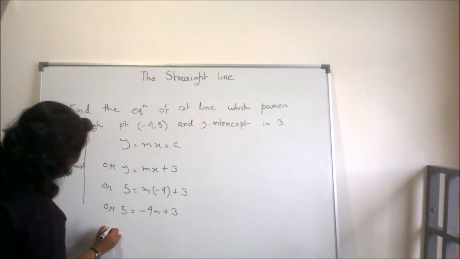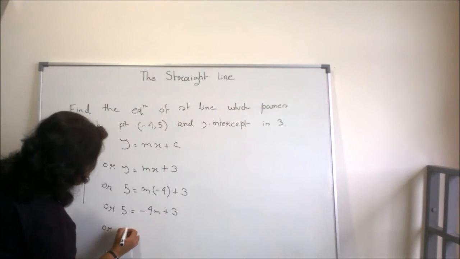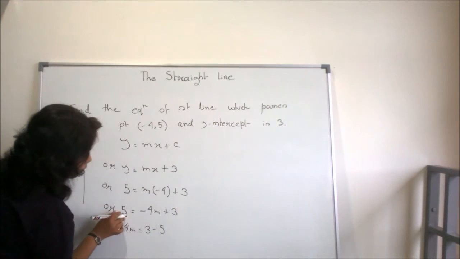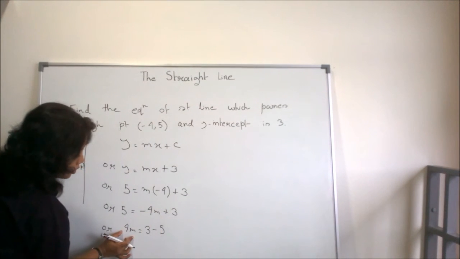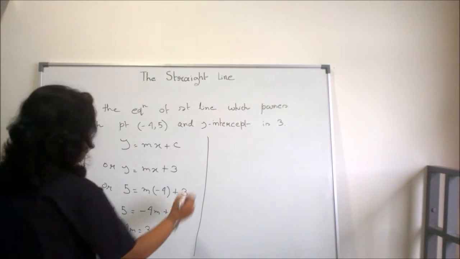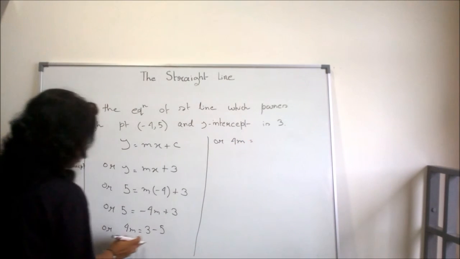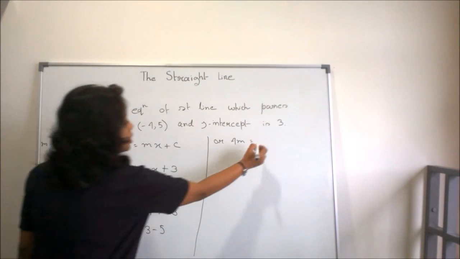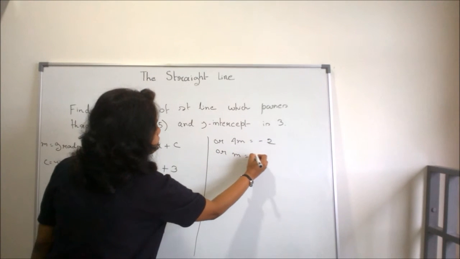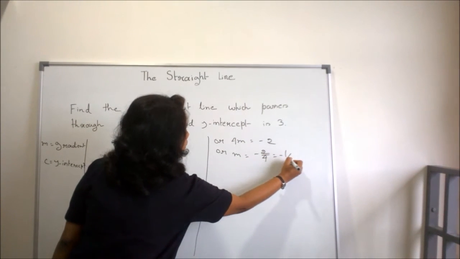So we can take minus 4m this side. So this is 4m, this is 3 minus 5. We take 5 on that side and this on that side. Okay. So it becomes 4m is equal to 3 minus 5, means minus 2. So m is equal to minus 2 by 4, that means minus half.